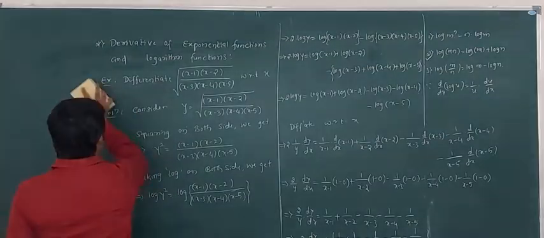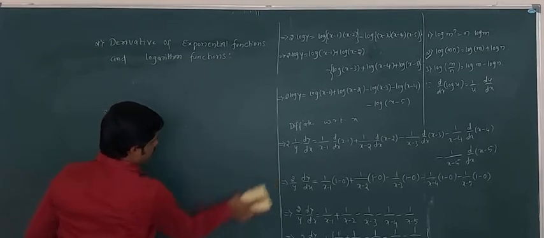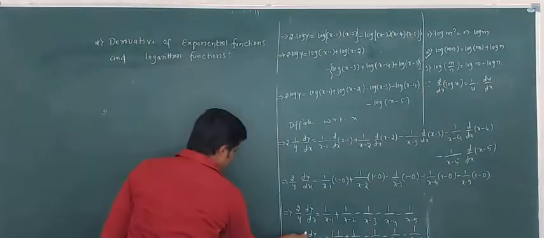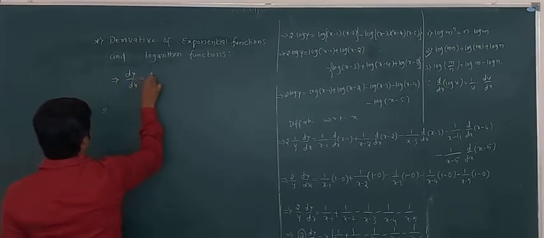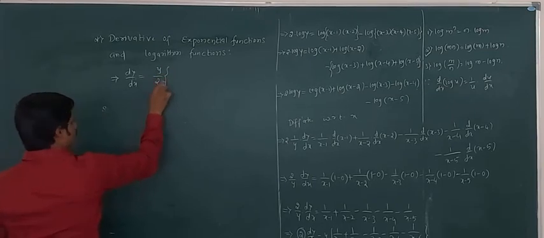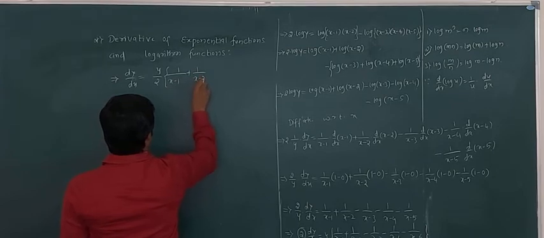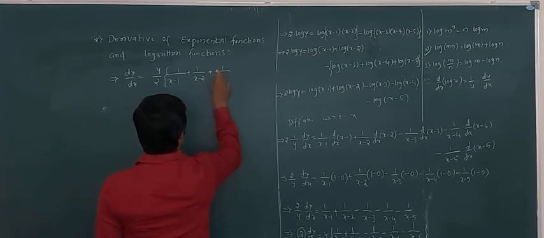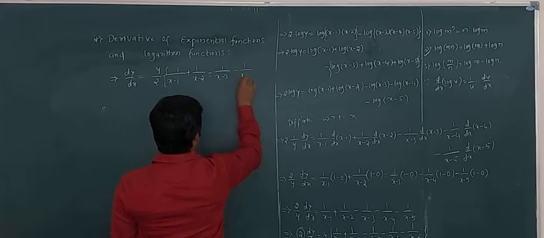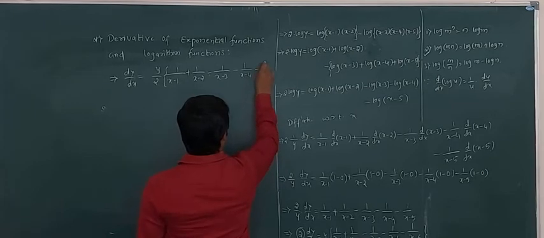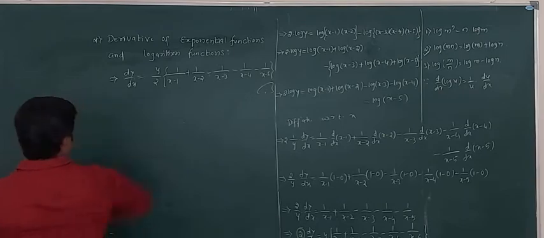Next, now transfer this 2 to the RHS part. We get dy by dx is equal to y by 2 into 1 upon x minus 1 plus 1 upon x minus 2 minus 1 upon x minus 3 minus 1 upon x minus 4 minus 1 upon x minus 5, which is the required solution.